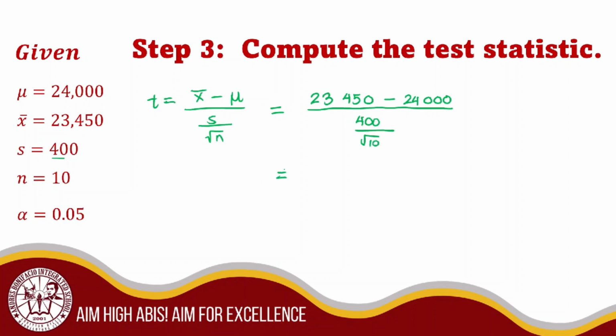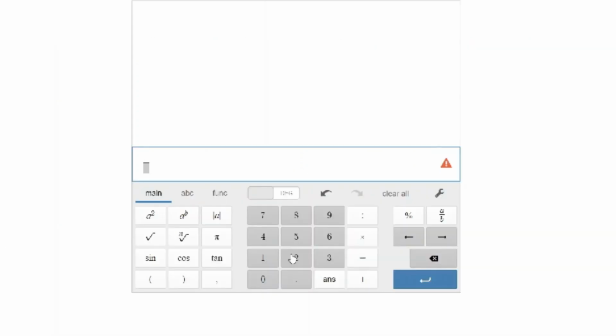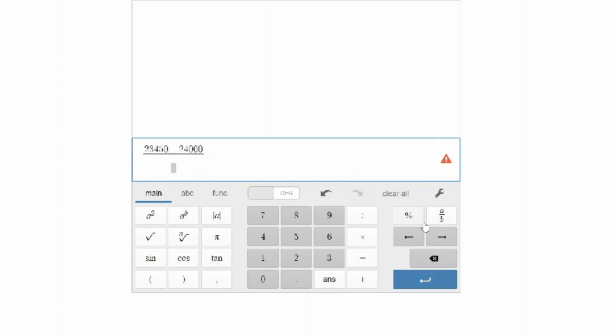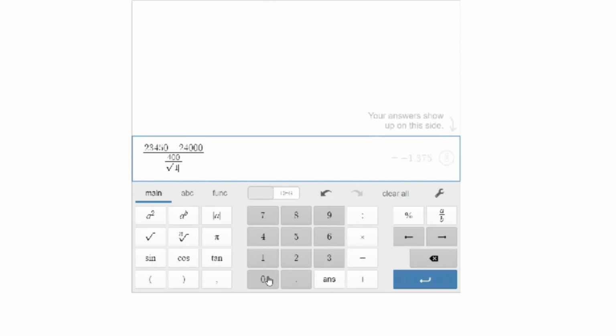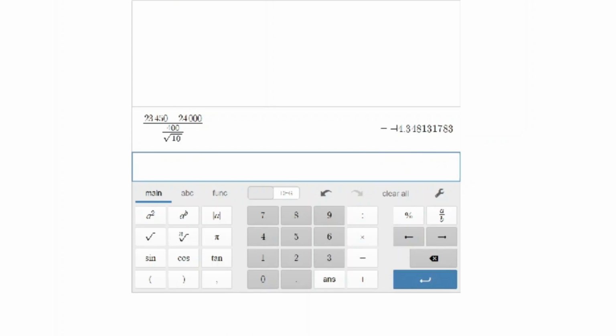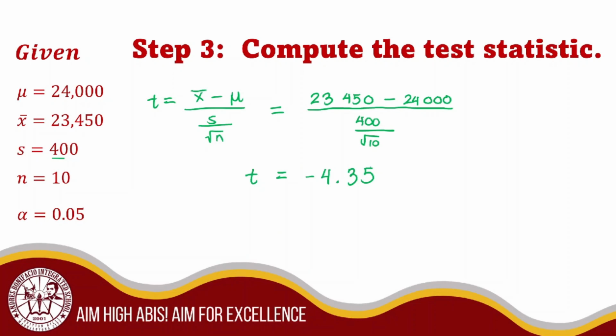And let us use our calculator and let us solve for the t-value. So 23,450 minus 24,000 all over 400 over square root of 10. And we have the t-value. t equals negative 4.35.